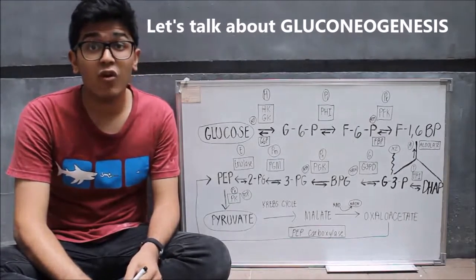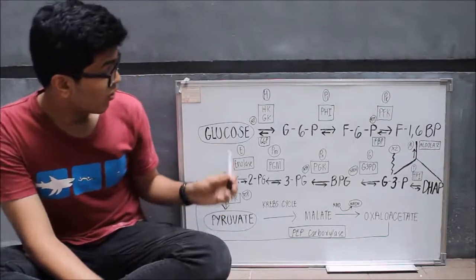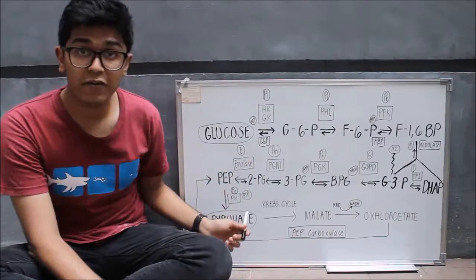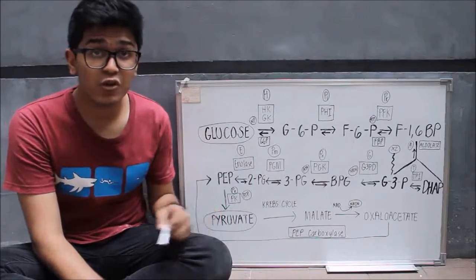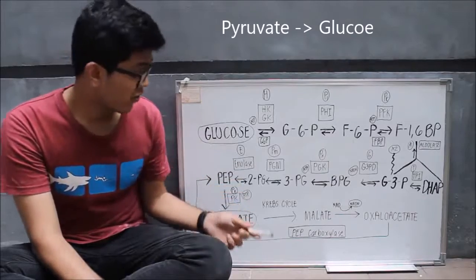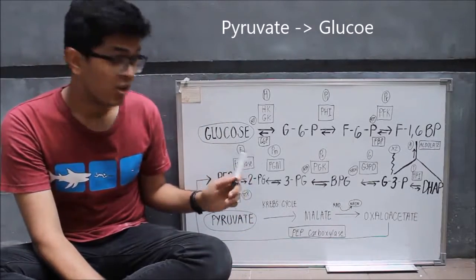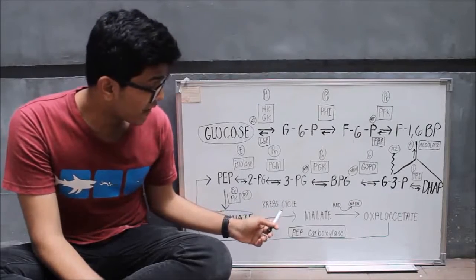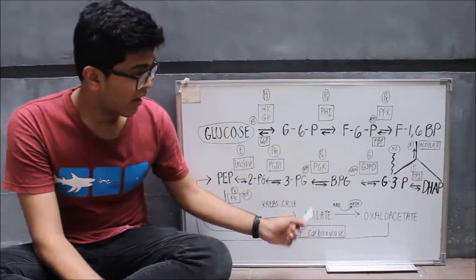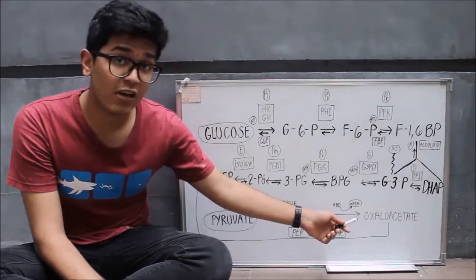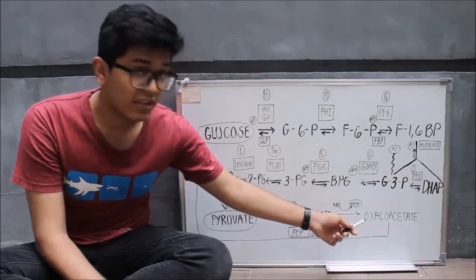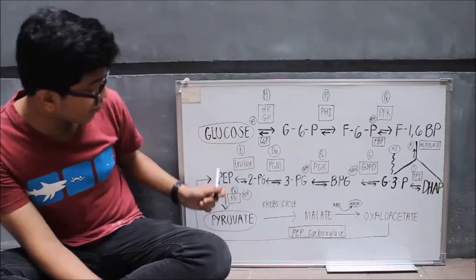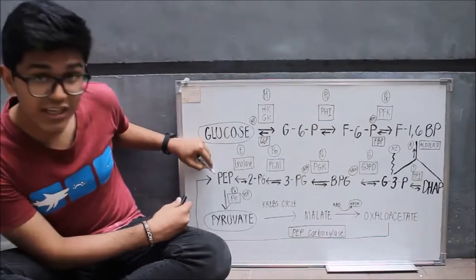Gluconeogenesis is the formation of glucose. So now, in glycolysis, what we did is, from glucose we turned it to pyruvate. For gluconeogenesis, we're going to do it the other way around, from pyruvate to glucose. So we know that pyruvate would undergo the Krebs cycle. From the Krebs cycle, it would form malate. Malate then would be converted to oxaloacetate. Oxaloacetate, via the enzyme phosphoenolpyruvate carboxykinase, would be converted into phosphoenolpyruvate.